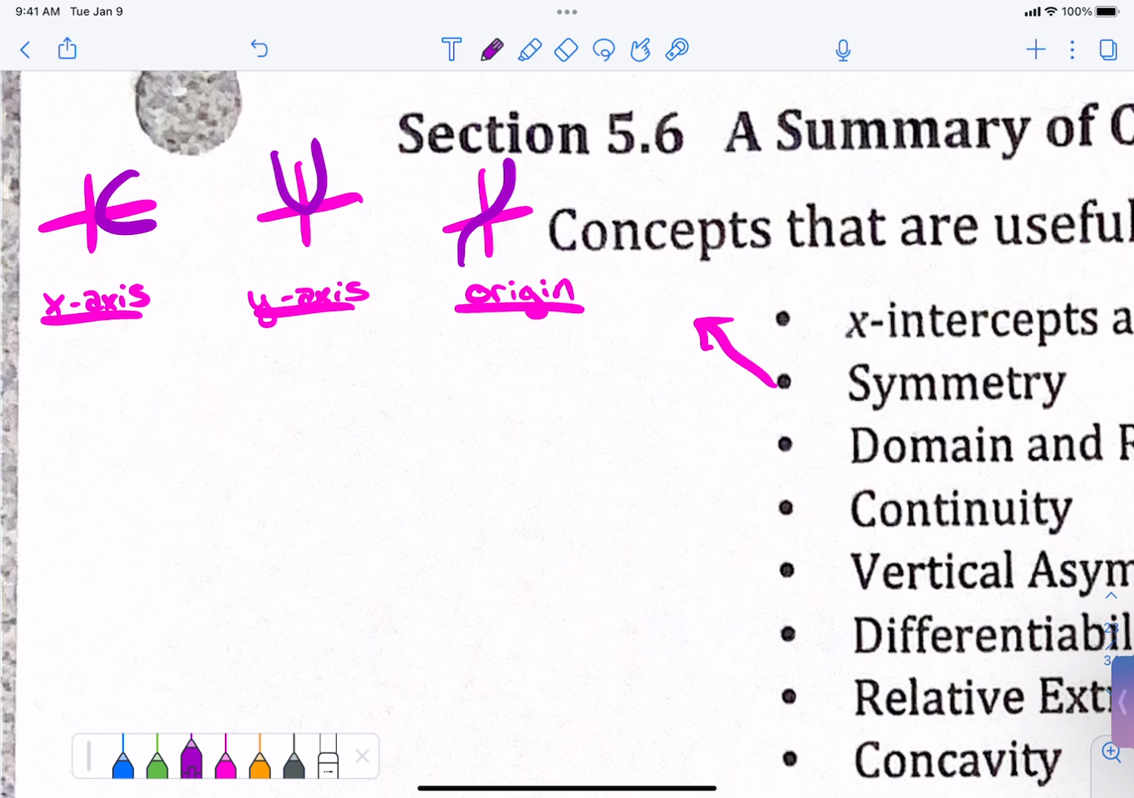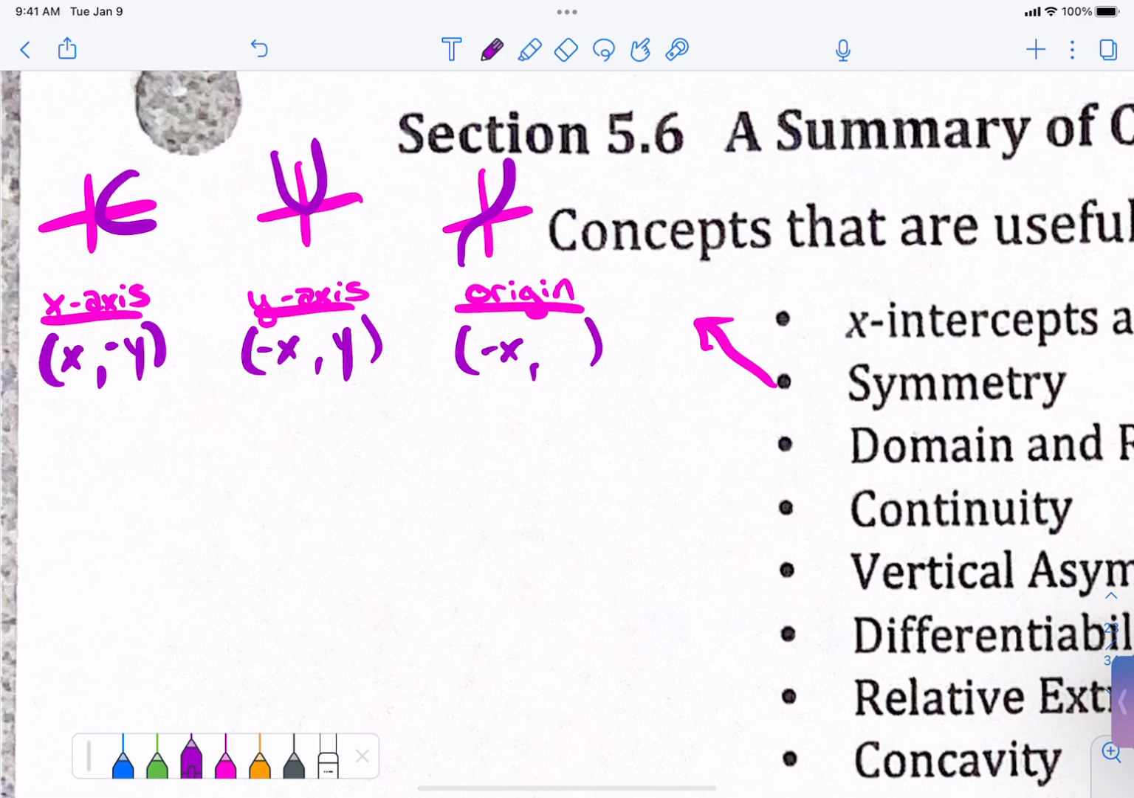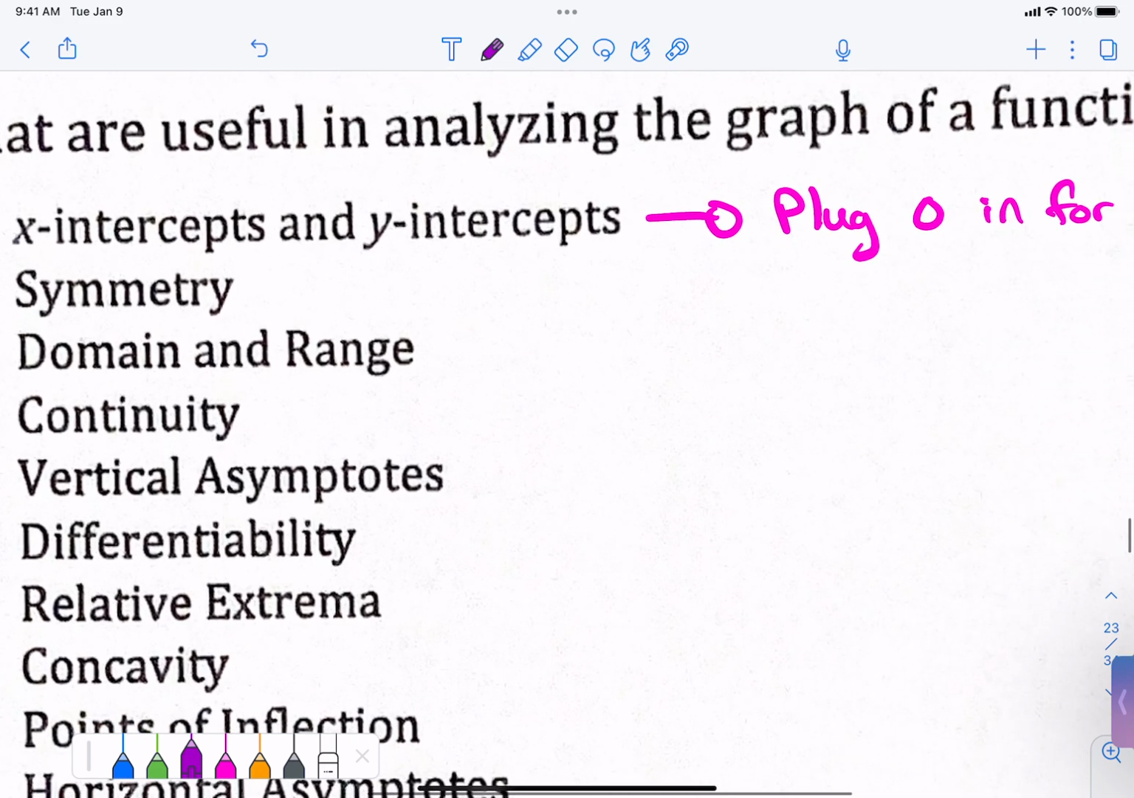You don't necessarily have to graph those, but how do we test for symmetry? Do you remember? You change the signs. If I'm going to test for X-axis symmetry, I plug negative in for Y, and I see if it switches back to the original function. For Y-axis symmetry, I plug negative in for X and see if it switches back. Origin symmetry, I plug a negative in for both of them, and I see if it switches back to the original function. Got it? Okay, domain and range.